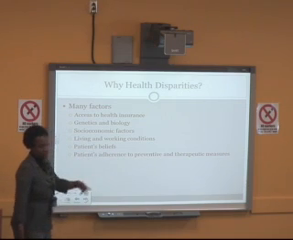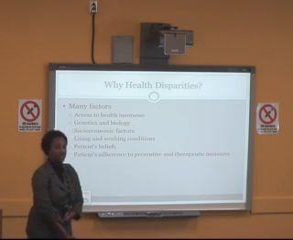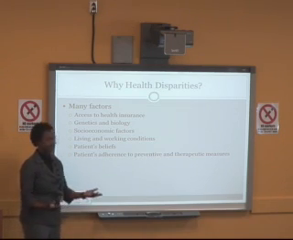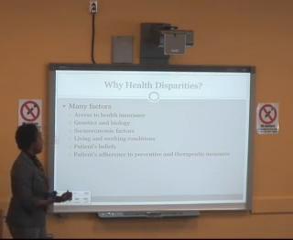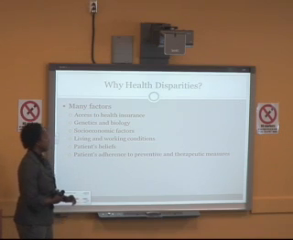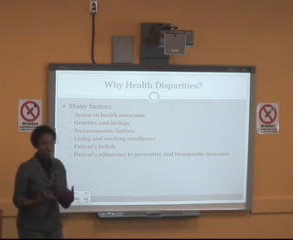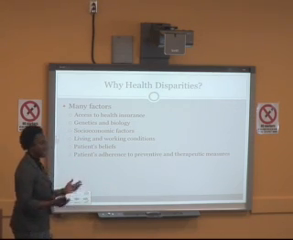Beliefs. I touched on this a little bit with religion, with Jehovah's Witnesses, Catholics, and there's other religions as well that just don't believe in certain procedures. If that's the case, it may prevent them from having that surgery to remove the tumor or whatever it may be, having that blood transfusion.